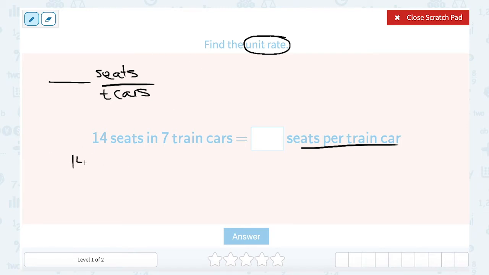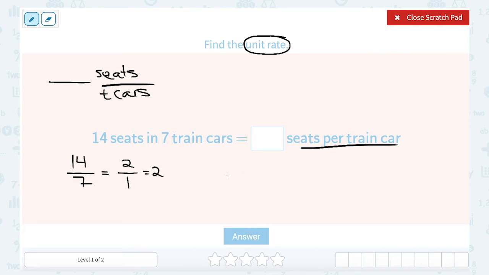So we can think about reducing our fraction. If we have 14 seats in 7 train cars, that's the ratio of 14 to 7. To make that a unit rate, we need to have just 1 in the denominator. So if we look at this, we can reduce this fraction because 7 goes into both numbers, right? 7 goes into 7 once, and 7 goes into 14 twice. So you can think of that as reducing your fraction, 2 over 1 to just 2.